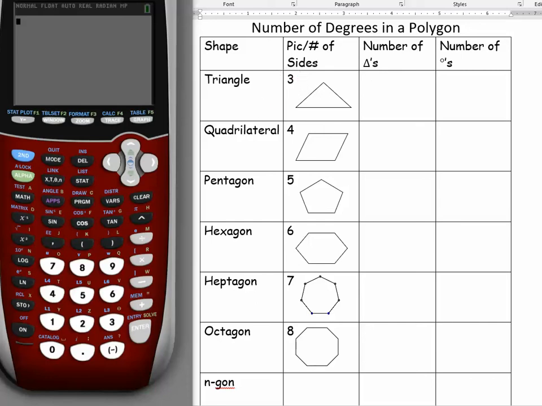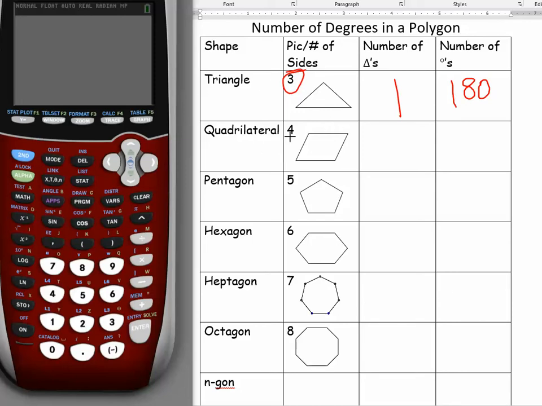It has three sides, and it takes one triangle to make that up, and we know that the number of degrees in that triangle is 180. We did that a long time ago. There are different ways to prove that, but we'll leave that alone.